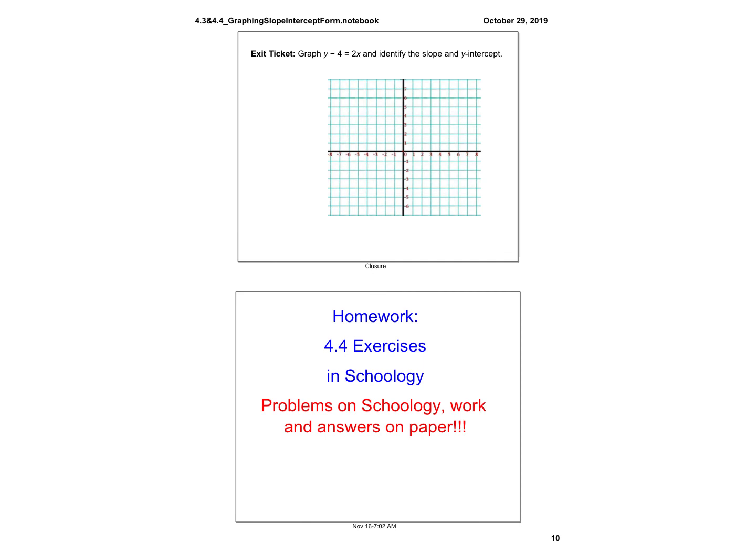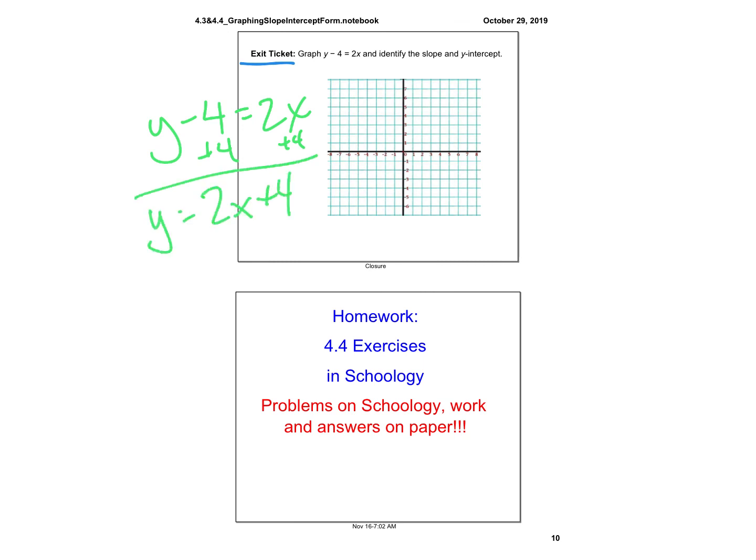If your equation, like the exit ticket here, y minus 4 equals 2x, is not in slope-intercept form, you've got to change it. I'm going to add 4 to both sides, y equals, and I'm going to put 2x plus 4 so that it's in slope-intercept form, and then I'll be able to graph it.